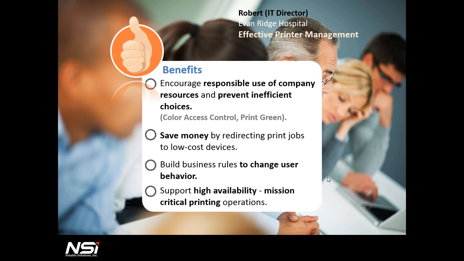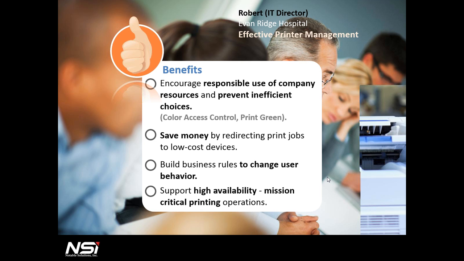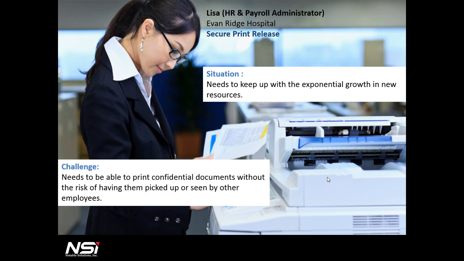So the benefits, coming back to Robert, the IT director, are of course important: he can reduce his costs. He saves money by redirecting the jobs to the most efficient device. And he can really softly change the user behavior because he can show the user very simply how much it costs to print on inefficient devices. So if you get the user buy-in, it's so much easier to change the behavior. So he gets a lot of benefits here with some very simple functionality.